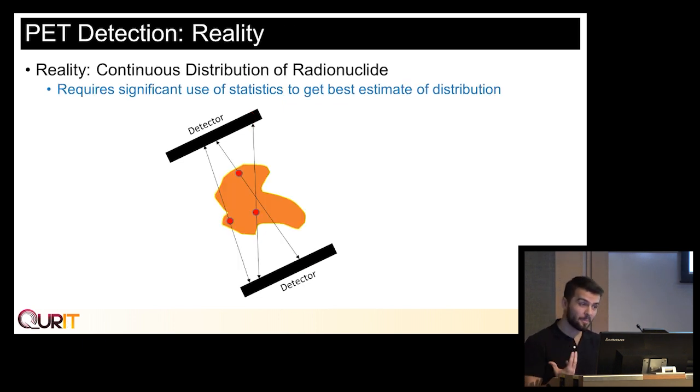But it gets complicated in reality, where you don't have a point source of things being emitted. You have a continuous distribution of radionuclide. And so maybe you have a detection event here, an emission here for 2 photons, emission here. Of course, these lines are intersecting, but the emission didn't happen here. It happened here and here. So it becomes more complicated. And what you need is a significant use of statistics to get the best estimate. So you have millions and millions of these events, and you ask yourself, what's the most likely way that this decayed to get an actual image? And I'll get into that in a little bit.